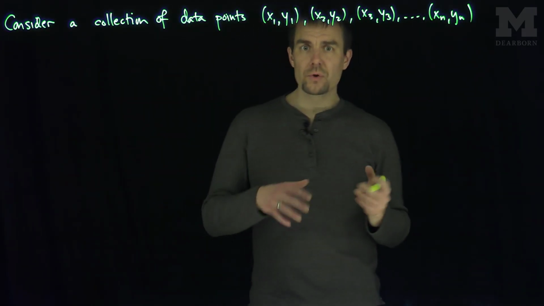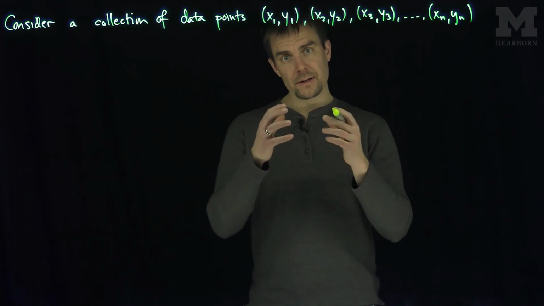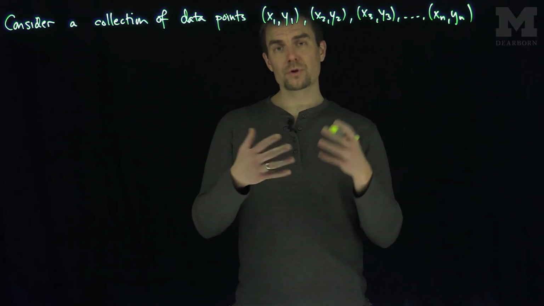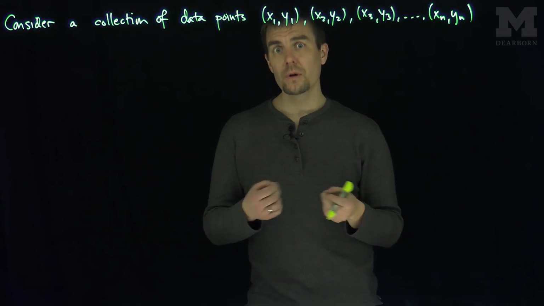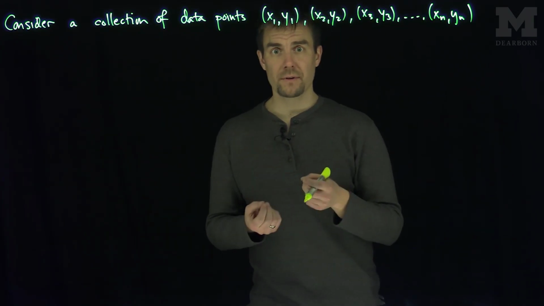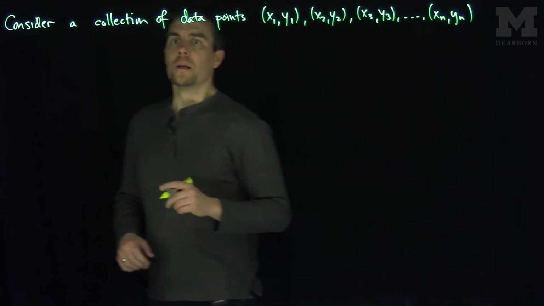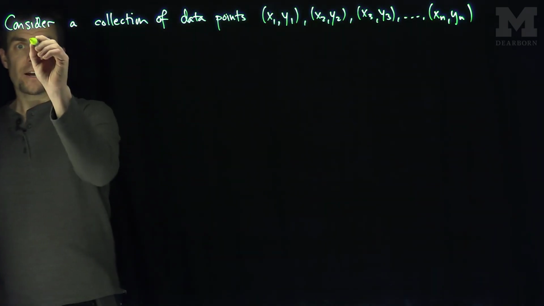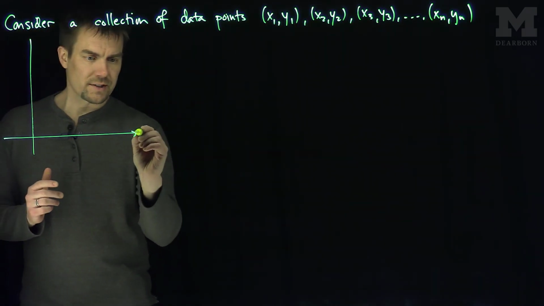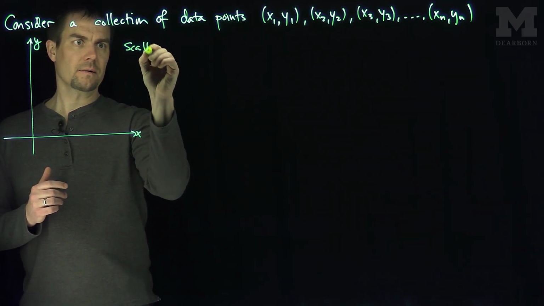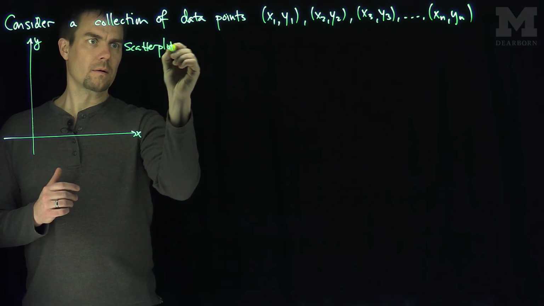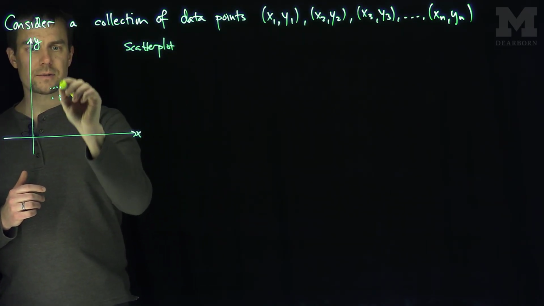In this situation, we're going to think about the x variable as an independent variable, trying to describe a dependent variable y. We think of x as an explanatory variable, trying to explain a response variable y. Now we can draw a scatter plot of these points. So let's draw a scatter plot. There's y and there's x, and this is going to be a scatter plot. And we might get something like this.